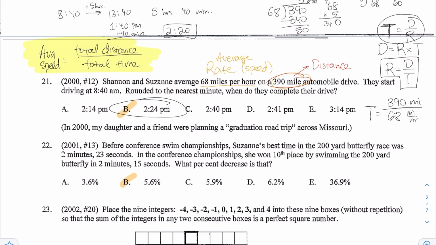So again, for number 21, you have to use distance equals rate times time, and also the average speed is total distance over total time, to figure out the time that they take to drive these 390 miles.